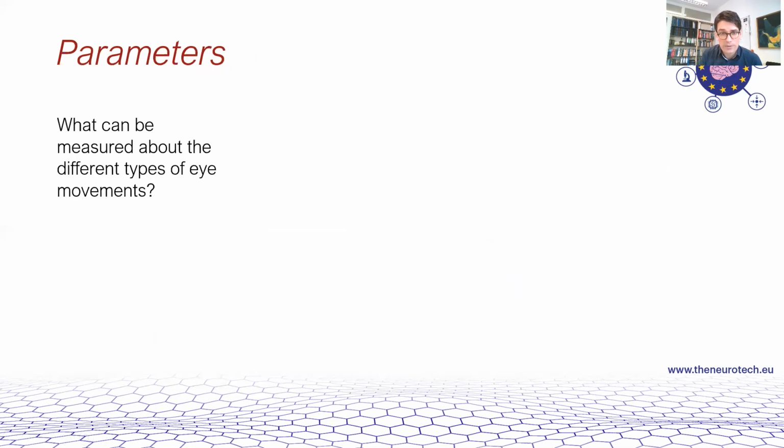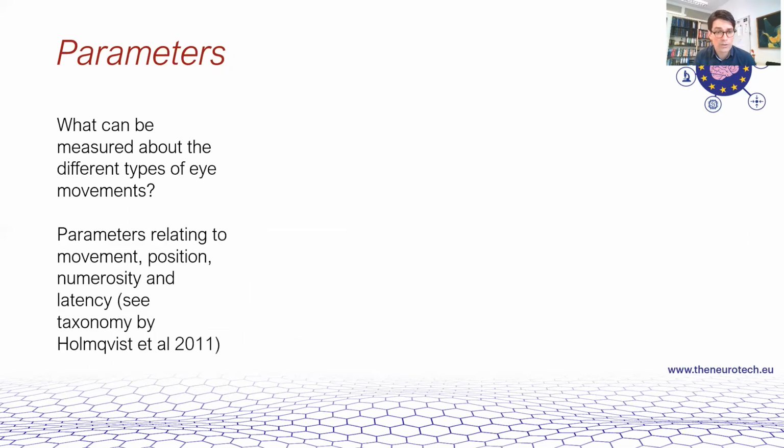What can we then measure about these different types of eye movements once we've identified them in the stream of data? Well, the answer is we can measure a lot. That's one of the nice features of human oculography in general: in relatively short periods of time, with a high temporal resolution, we obtain a lot of data, and we can derive a lot of different measures from these data. There's a taxonomy of parameters by Holmqvist and colleagues. These describe movement, position, numerosity or frequency, and latency.